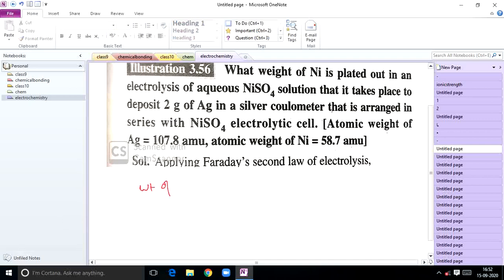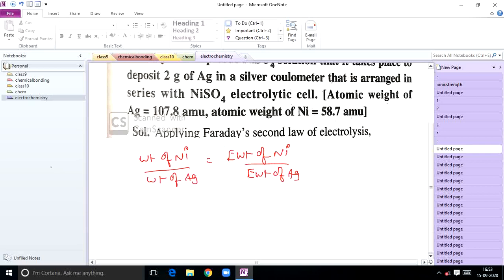According to Faraday's second law, weight of nickel deposited divided by weight of silver deposited is equal to equivalent weight of nickel divided by equivalent weight of silver. So here, first in brackets you calculate.